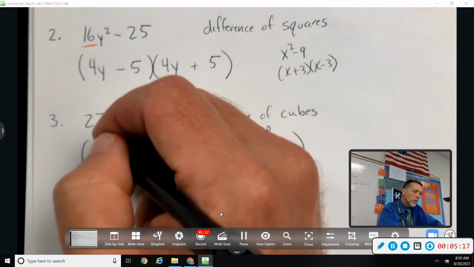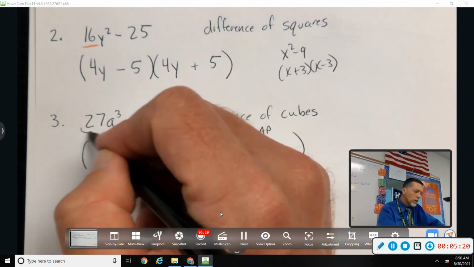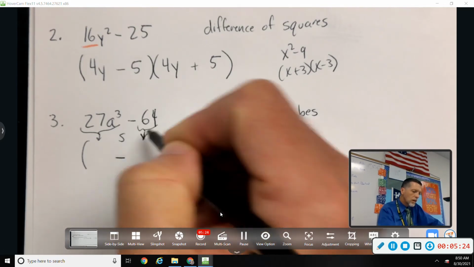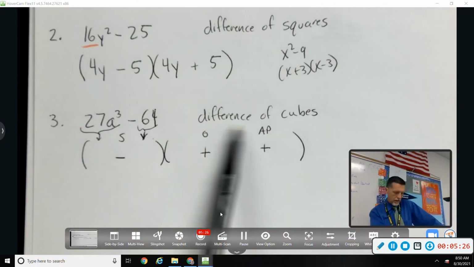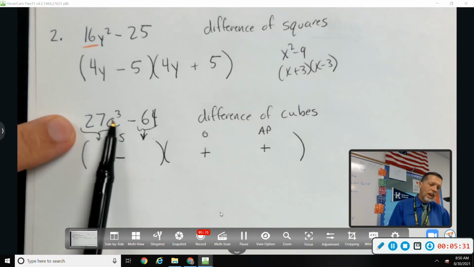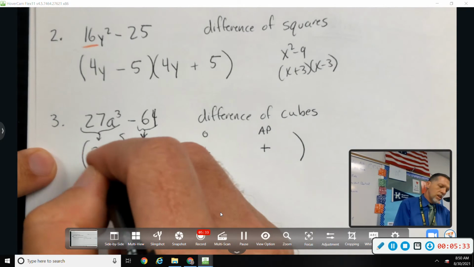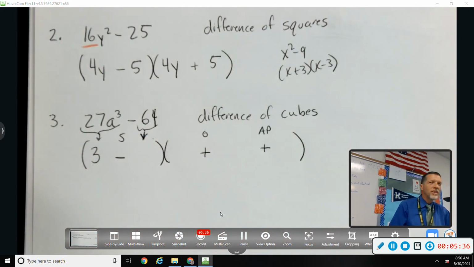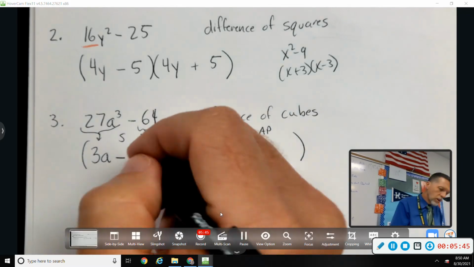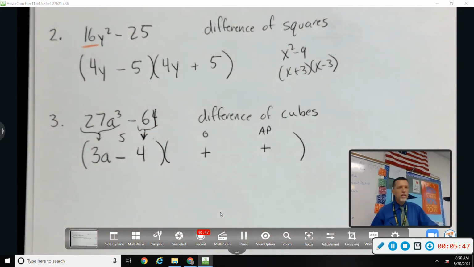Now, to start with, it's kind of like difference of squares. We're going to cube root the two pieces, which shouldn't be hard because we recognize it as a difference of cubes. So what would we have cubed to get to 27a cubed? Well, not just 3, though. 3a. And what would we have cubed to get to 64? 4. So 3a and 4.